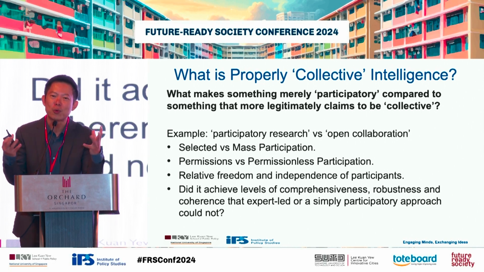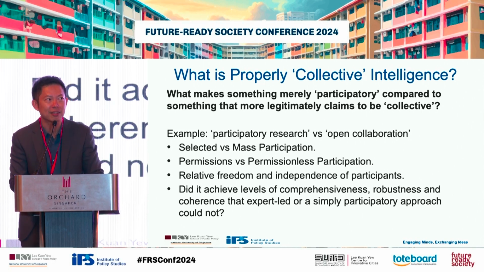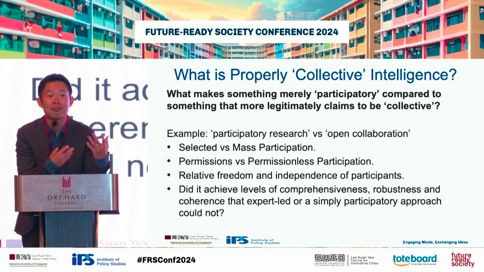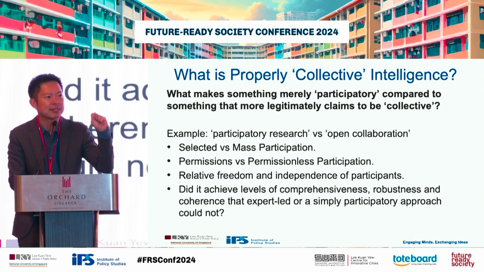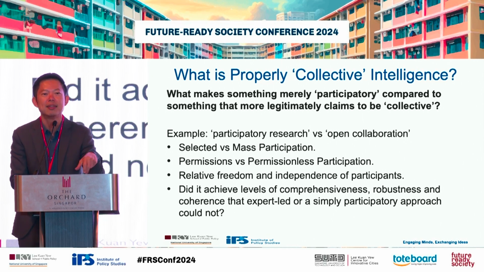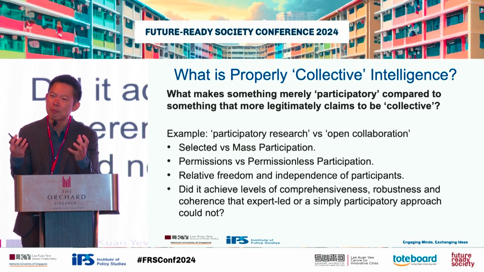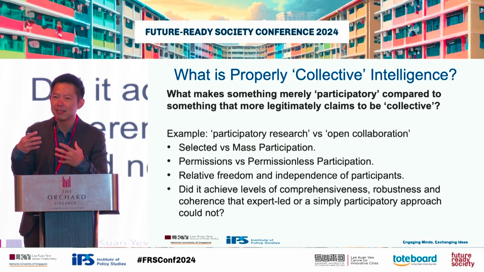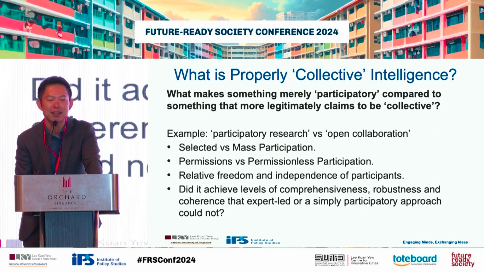And then I thought, what counts? What is properly collective intelligence? So from a research point of view, I could do participatory research, and I have done it. For example, with people with disabilities, and they are part of the design and even the data collection and sense-making of it. But then that's still kind of participatory. We still invited a selected group of people to be part of it. We gave them permission. They had a scope of work and responsibilities.